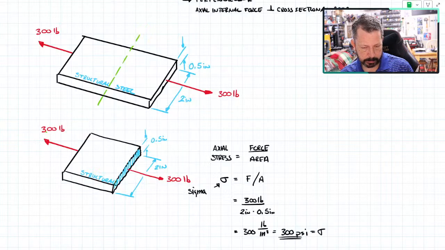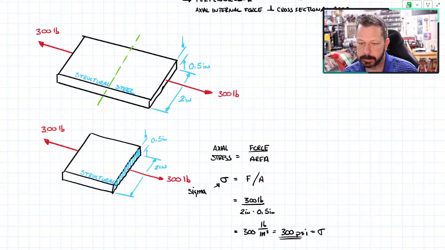Not sure why we lost our picture. Oh, did I close it? I might have closed it. No, there it is. I just minimized it. All right.